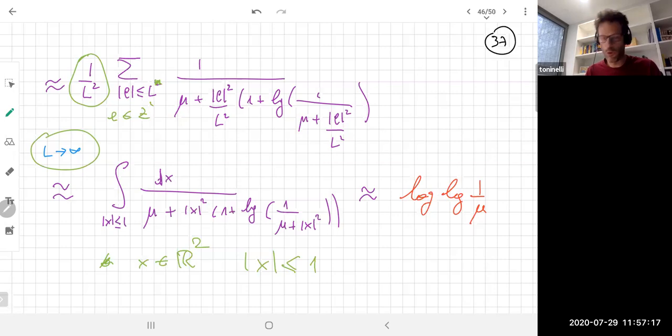I mean, essentially, you go to polar coordinates, this becomes essentially explicit, and you get the log-log divergence. Okay. So this just gives you a flavor of the type of approximations or estimates that come out when you want to prove the result.